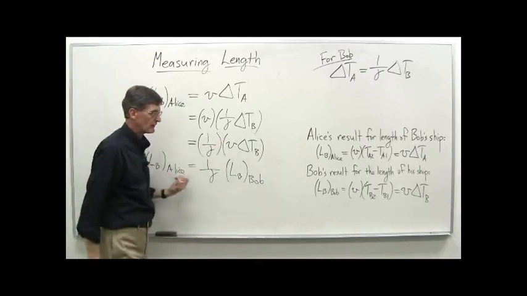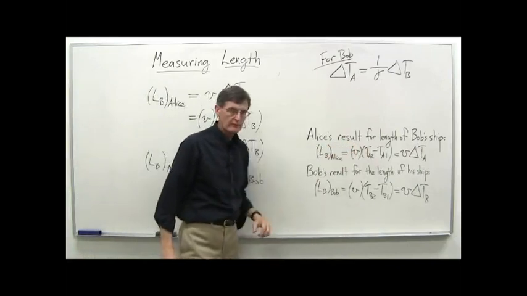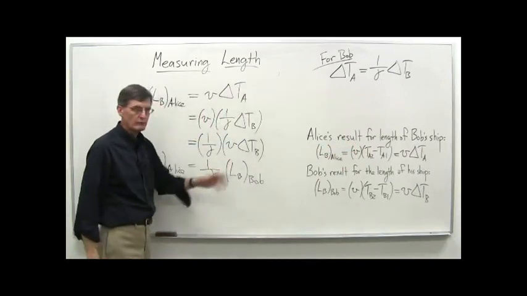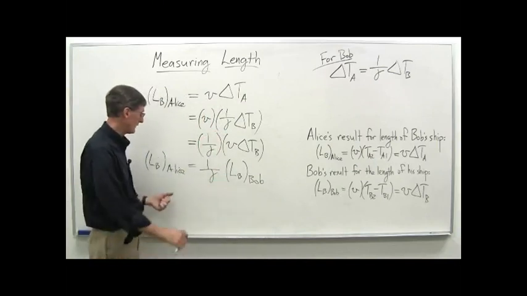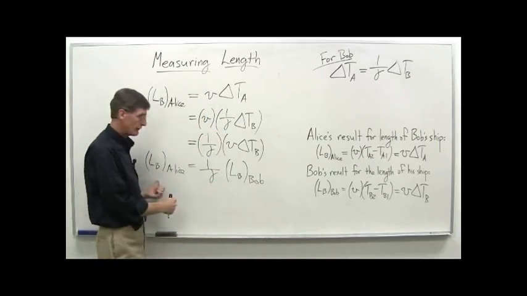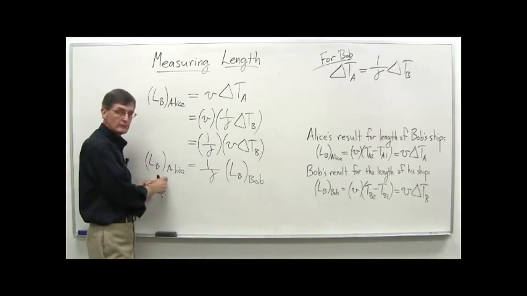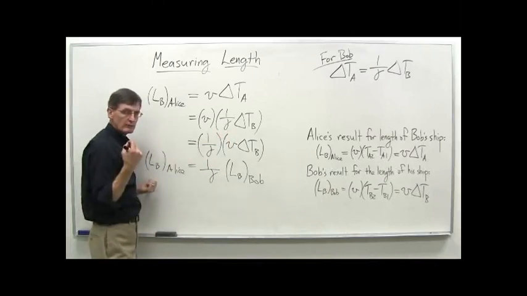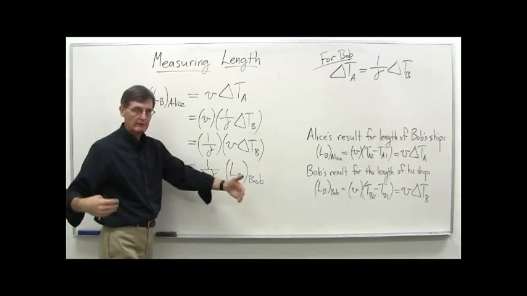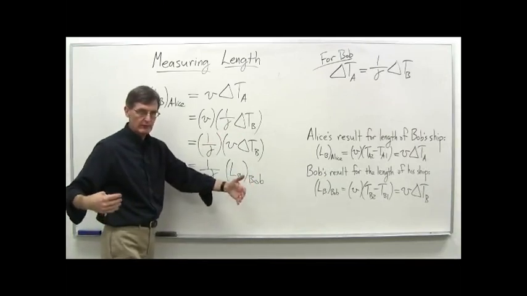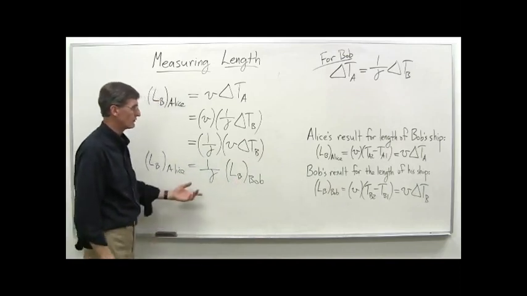Earlier we didn't specify that because we couldn't necessarily tell just from the results there which one was less and which one was more. We could see they were different. Here is quantitatively how they're different. When Alice measures Bob's moving spaceship, the length of it, she'll get a result that's 1 over gamma times the length of whatever Bob gets just from being his own spaceship at rest as far as he's concerned.